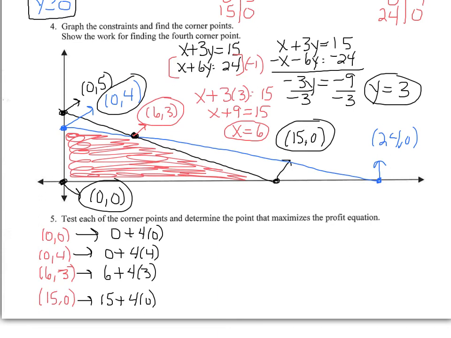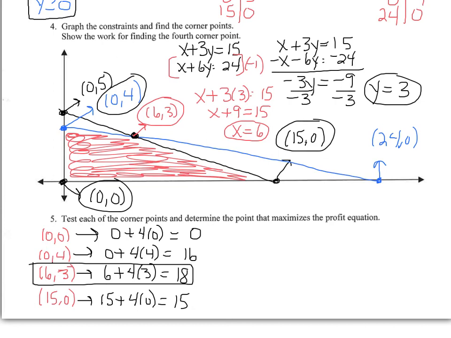Let's figure out what these answers are. First one, 0. That's easy. Second one looks like that answer's 16. The third one would be 6 plus 12, which is 18. And then the last one would be 15. So now I just need to decide, hey, which one of these numbers is the biggest? And it matches with this one.